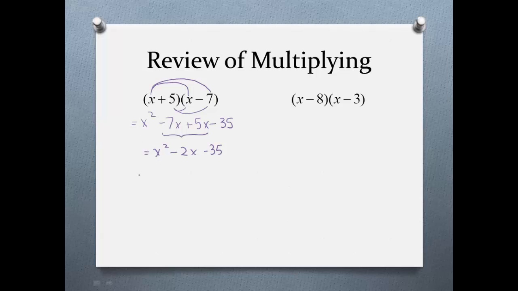So one thing I want you to notice is that we went from two binomials. When we multiplied it out, we got 4 terms. And then when we combined our like terms, we got 3 terms, which is where the trinomial comes from.